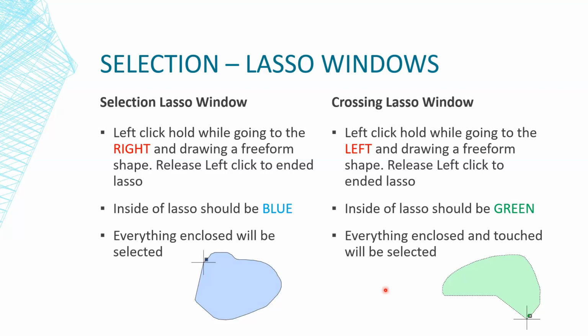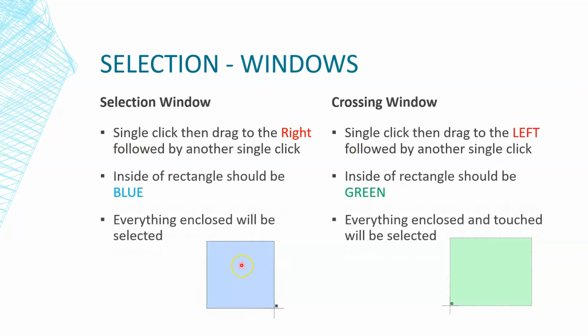The one thing I want you to make sure that you take note of is what color this box is. The inside of these boxes is super important in telling you what AutoCAD is actually doing. And in the very first video that I did on this, remember, in this box, everything that is enclosed will be selected. And in this one, everything that it crosses and encloses will be selected. So those are the two things: we've got our crossing window and selection window, and we've got our lassoing effects for both of those.